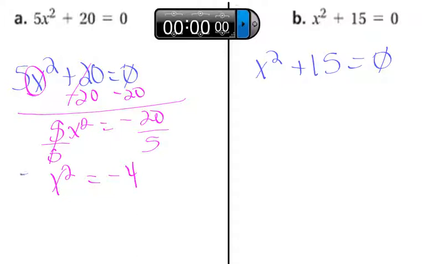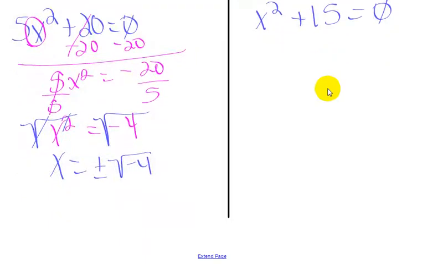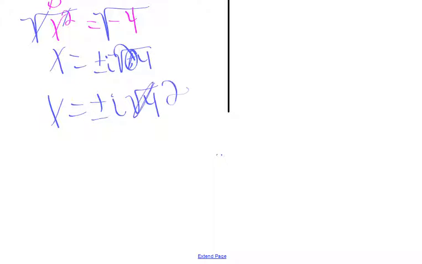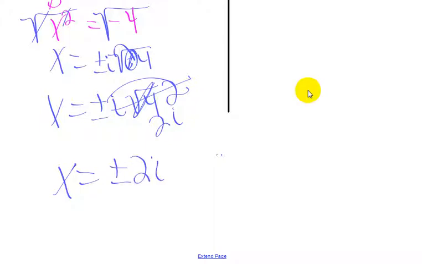Now we want to clear the square, so take the square root of each side, and this gives us x equal positive negative radical negative 4. So now that comes out of here as an i. So we have x equals positive negative i radical 4. And the radical 4 is 2. Square root of 4 is 2. And 2 times i is 2i. So now we have x equal positive negative 2i.